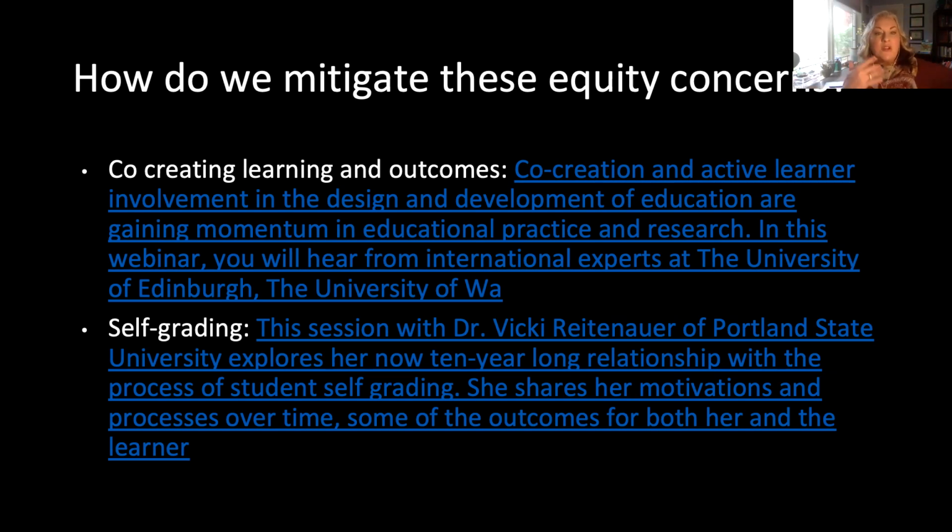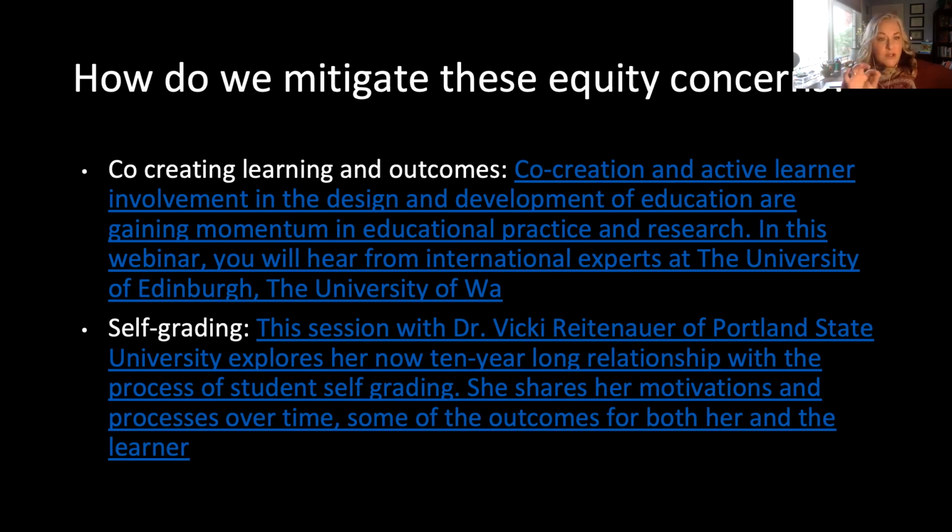So, co-creating learning and outcomes. There's a link here for you to dig into what the University of Edinburgh, the University of Washington, or Waterloo, excuse me, are doing in terms of co-creating and active learner involvement in the design and development of education. These are called student-led, independently created courses. I highly encourage you to take a look at this 45-minute webinar discussing what I think is an amazing set of power-equitable, dynamic practices that they have put in play.